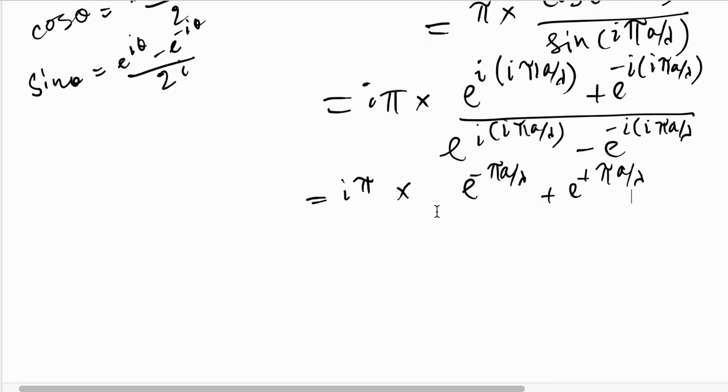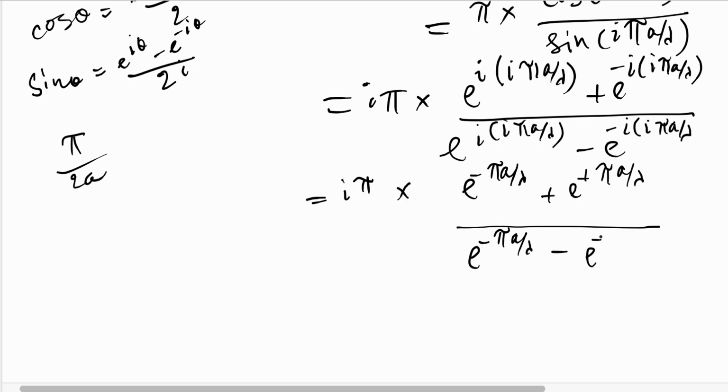So you may think that it is very hard to do, but at the end of the day you will see that there is a beautiful result, because this summation actually converges to pi by 2a. So I will go to that answer, but to get to that answer we have to do all the steps. So it is 1 by e to the power minus pi a by lambda minus e to the power plus pi a by lambda.